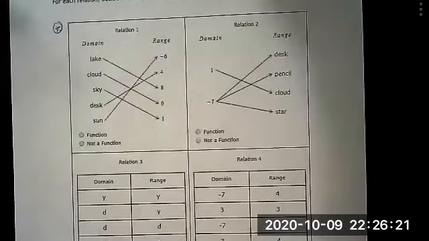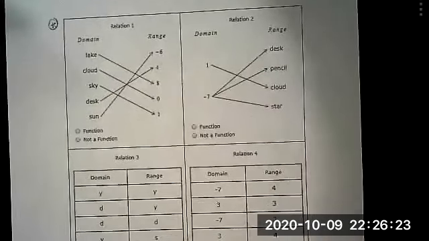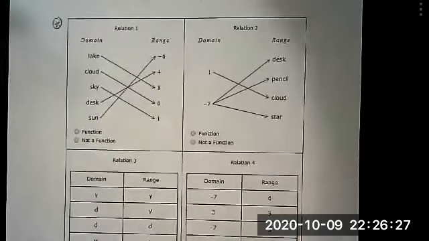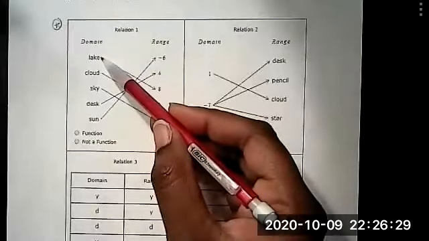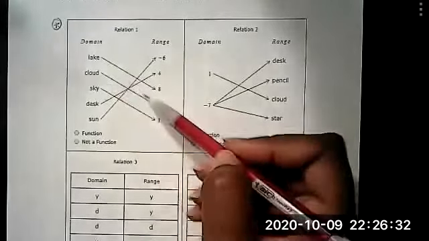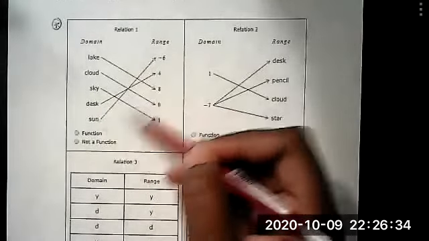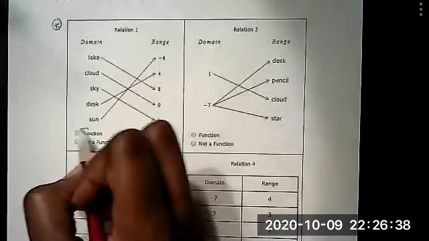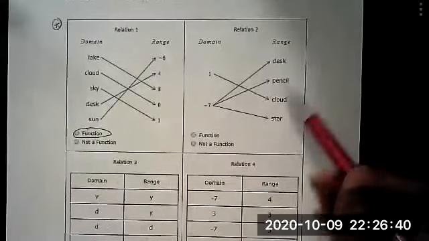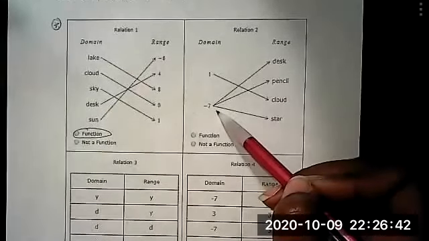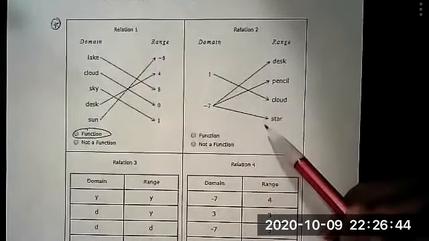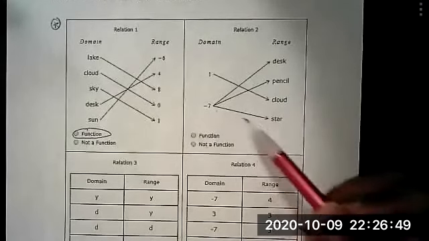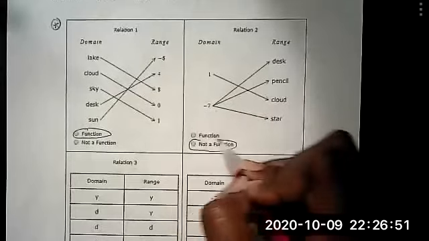So now we have this. Tell whether each is a function. Didn't we just do this one? No, we didn't. Okay. So here, lake, cloud, sky, desk, sun. Okay, those don't have anything repeating from it. So this is a function. Here, look at this 7. 7 is going all which ways. Okay, the 1 is fine, but the 7 cannot go to 3 different places. This is not a function.